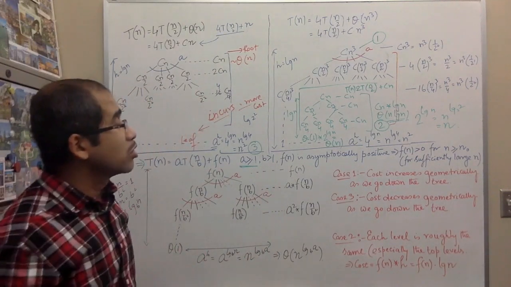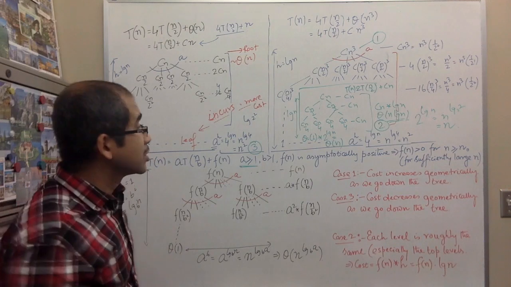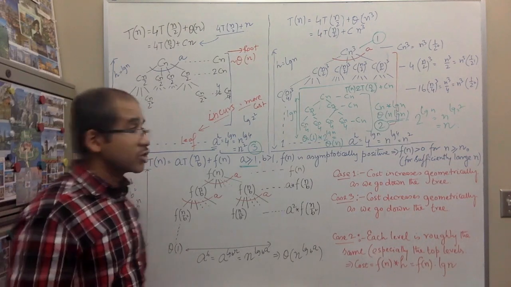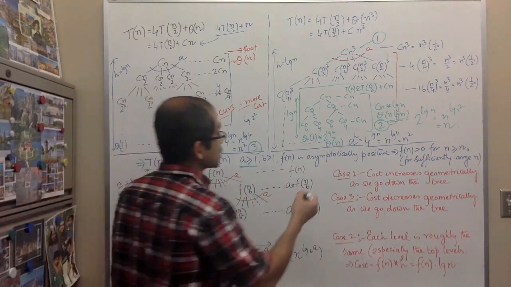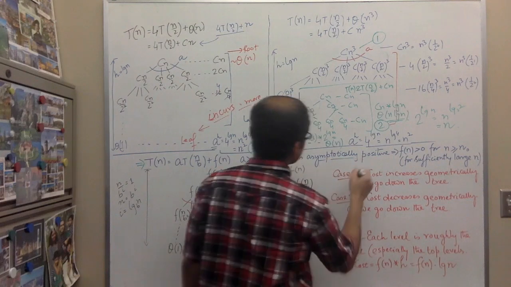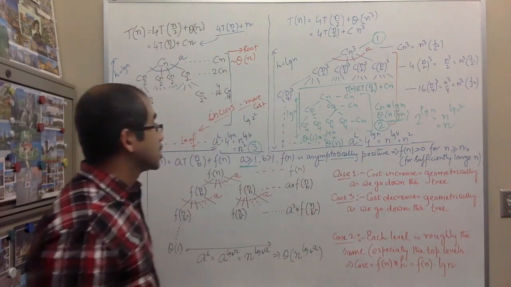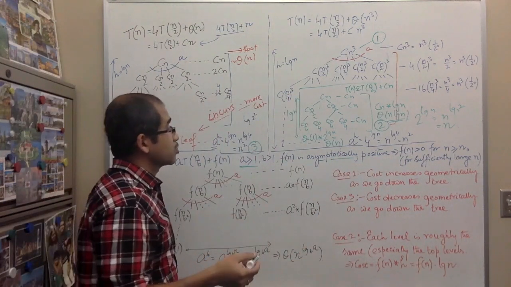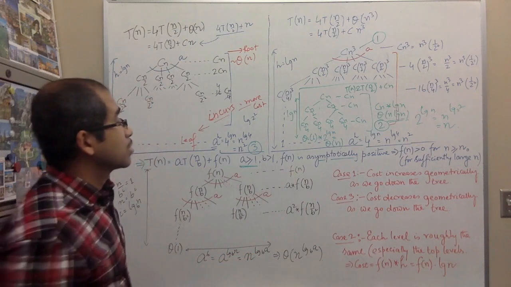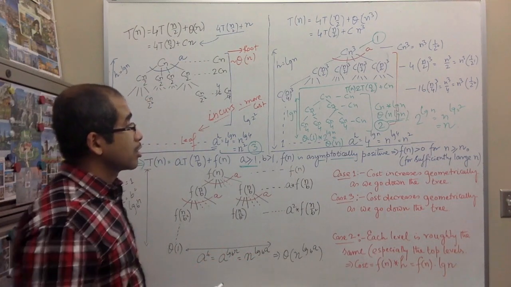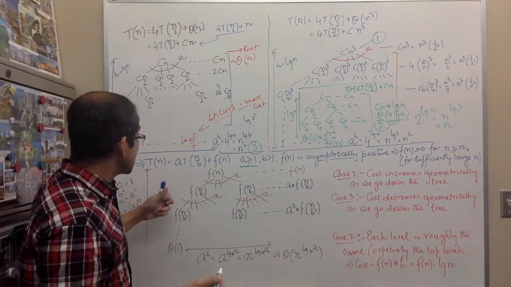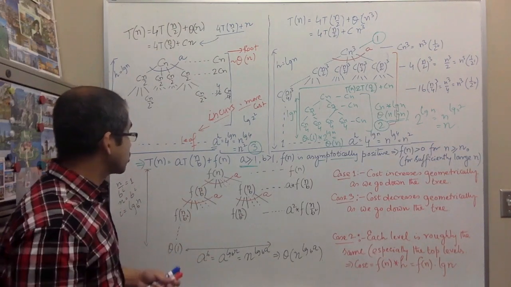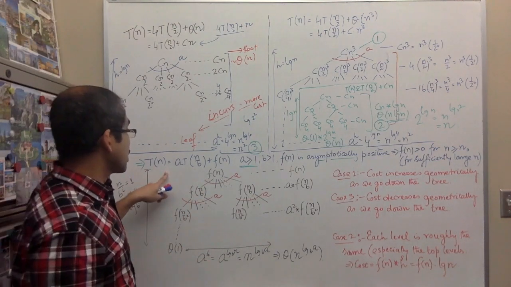f(n) greater than 0 for n greater than or equal to n0, for sufficiently large n. That's why it's called asymptotically positive, which we already discussed when we were discussing theta notation. f(n) has to be asymptotically positive. Now we draw the recursion tree for this recurrence relation.